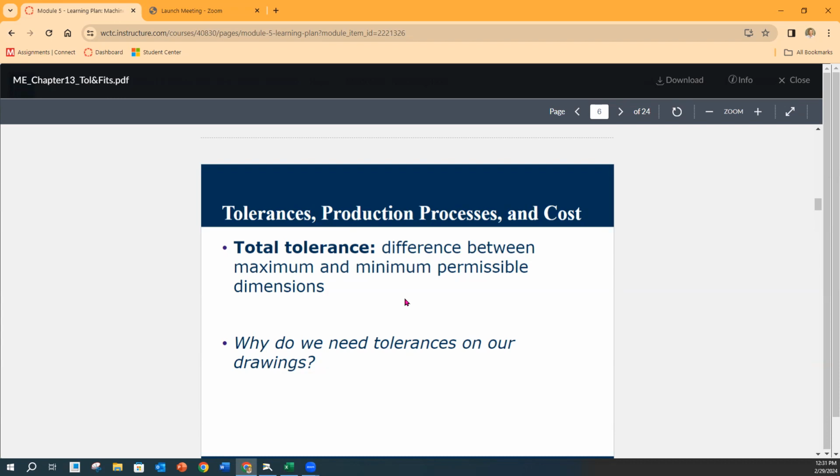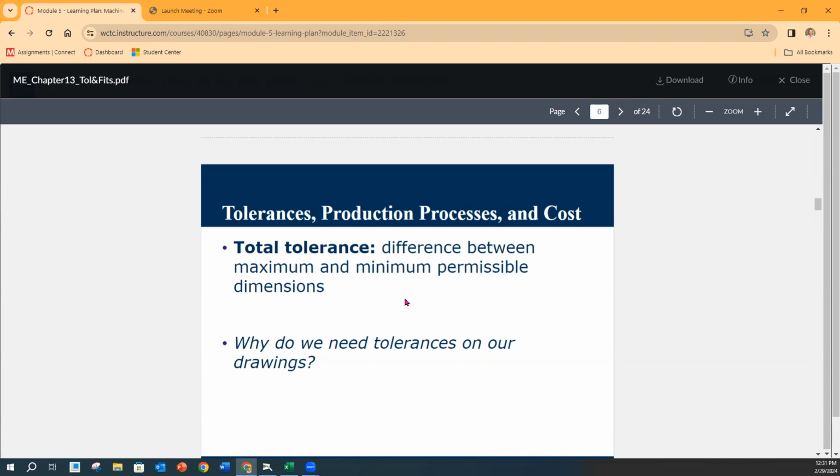So tolerances, production processes, and costs. This is our next section here. This section starts, if you want to follow along in the book, on page 548. Now, in this section, they talked right away about total tolerance. So the total tolerance that any particular feature has is going to be the difference between the maximum and the minimum permissible dimension. You have direct control over this as the designer.